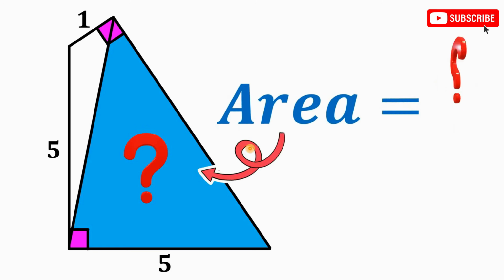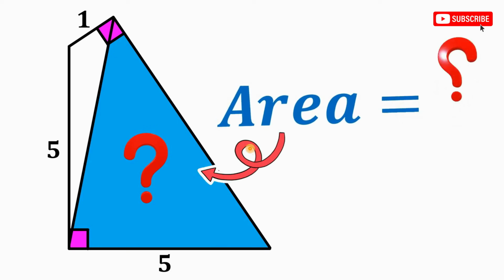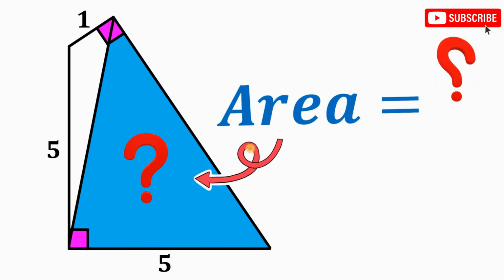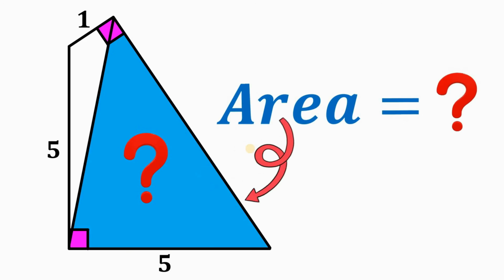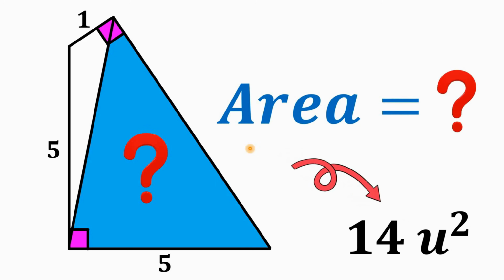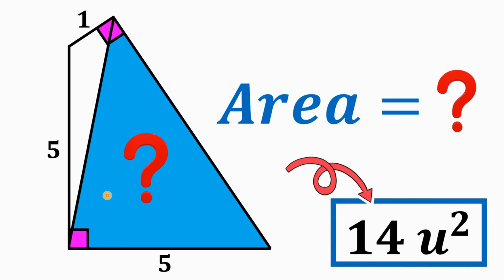Now pause this video right now and see if you can answer this question, because I will show you the answer and the solutions in 3, 2, 1. Alright, the answer to this question is 14 square units. So the area of this blue triangle is 14 square units. And of course, the question is, how do we get 14 square units?